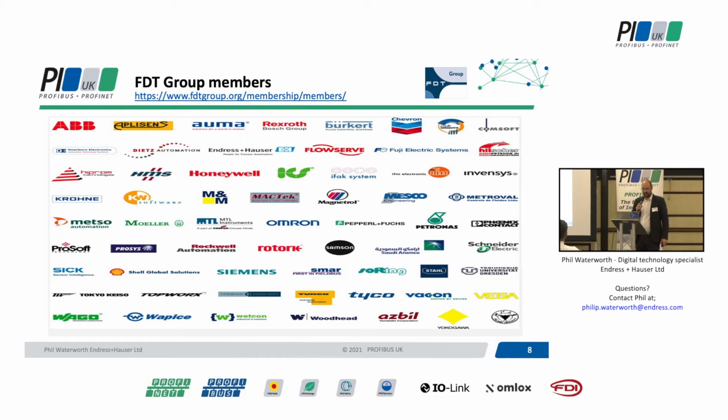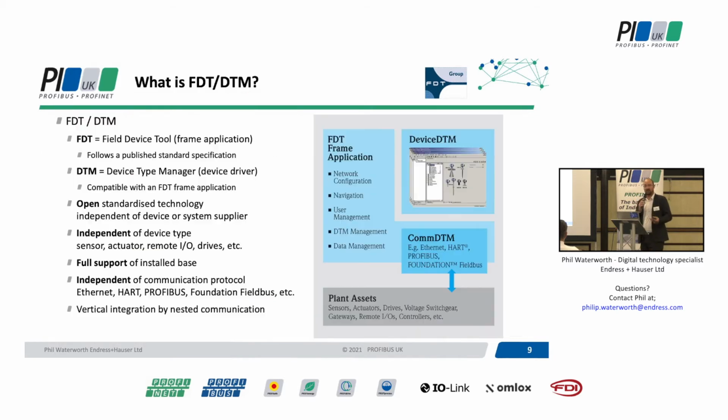Okay, so how does it work? FDT, as we said, stands for Field Device Tool. This is your frame application, the front end that the user is using to communicate and visualize things. You then have DTMs, which stands for Device Type Manager. These are the drivers which go into these packages, which allow you to get the information out of the devices that you want to set up and investigate.